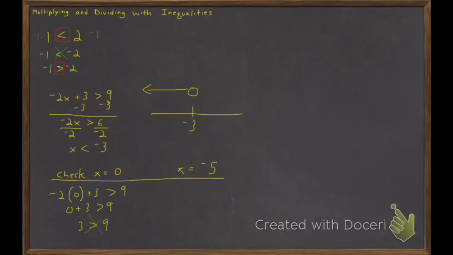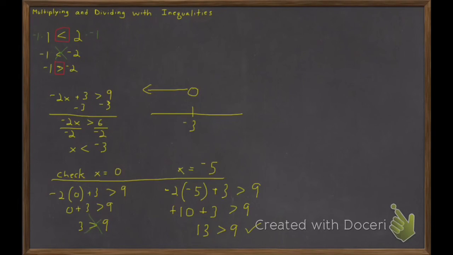It does not work. But what about x equaling -5? Well, that is in the solution. So this should work. But let's check to make sure. -2 times -5 plus 3 is greater than 9. So we get a positive 10 plus 3 is greater than 9. Is 13 greater than 9? It is. So we can see that one of the values within the solution of x is less than -3 works. Because one works, we know that all of them will work.